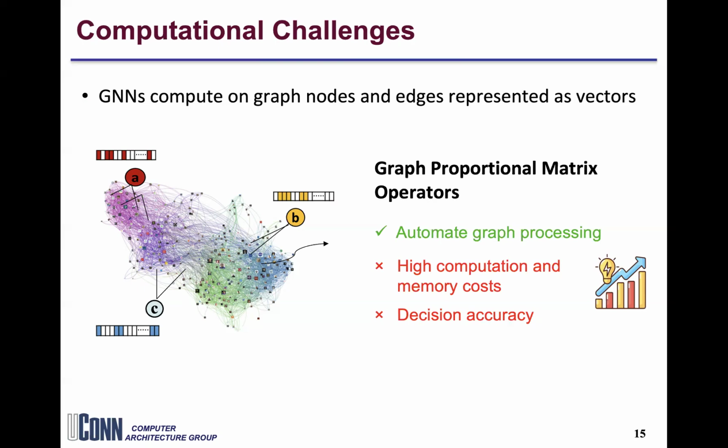Good news was it automates graph processing. That's very, very useful. There is a blow up on the computational and memory costs, and then we are paying on decision accuracy. I'm going to get to the decision accuracy as I roll down era two a little bit. There is this notion that we can do automation, but it comes at a big price: we pay 80%, 90% accuracy. What about that 10% that you're inaccurate? In a high stake environment, that can be very costly.